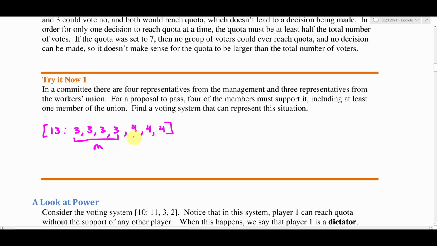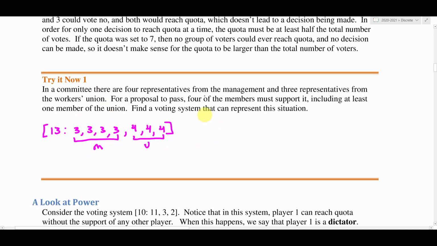Okay, so there's my 7 players, 4 from management, 3 from the union, and if I look at what happens here, I need 13 votes to pass a measure. So if all of the management were to get on board and say, yes, we want to pass this proposal, they would only get a total of 12 votes. So 1 person from the union would have to swing their 4 votes in their favor to pass a proposal. Same thing, if the union were to get all of their votes together, they couldn't pass a measure by themselves either. They would have to get 1 member of management to help them out.